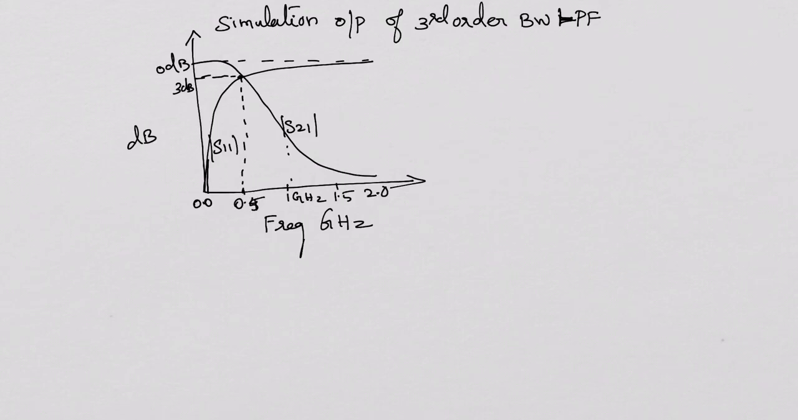Practically, inductors and capacitors will have some losses. The response will not be exactly 0 dB, but it may be 0.1 dB, 0.2 dB, like that, because of the losses included by the inductor and capacitor in practice.